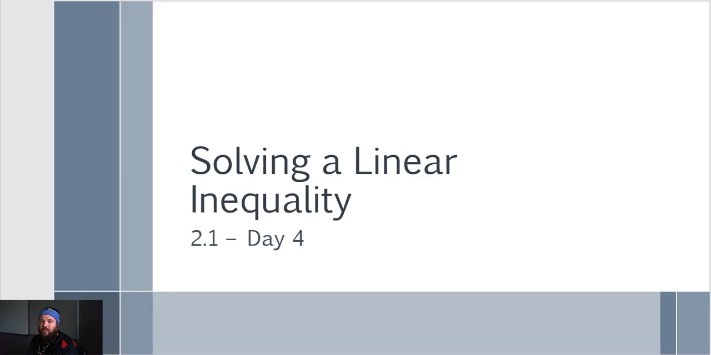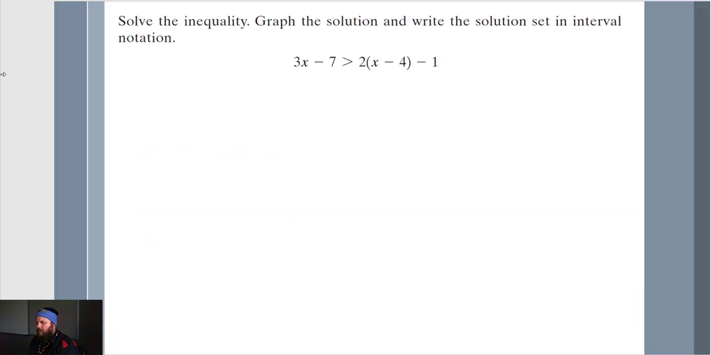Okay, so we're going to handle 2.1 day 4, the last section of 2.1. And that is going to be dealing with solving a linear inequality. So our first example here, we want to solve the inequality, graph the solution, and write the solution set in interval notation. All right, so we have 3x minus 7 greater than 2 times (x minus 4) minus 1.